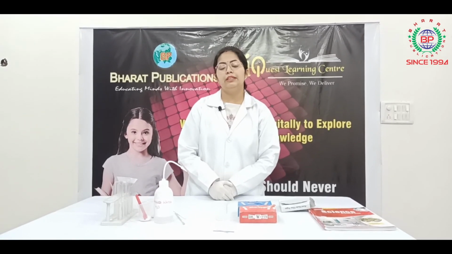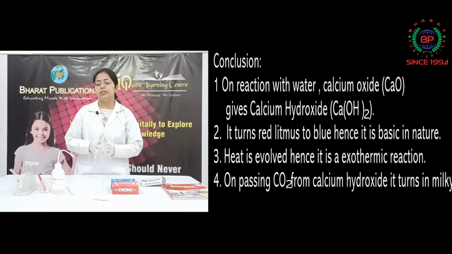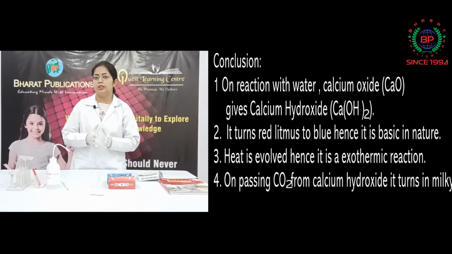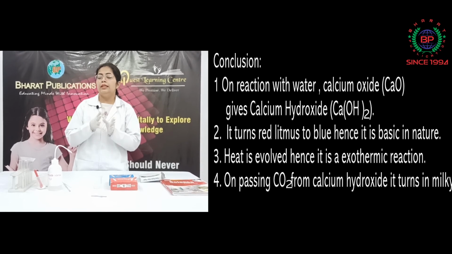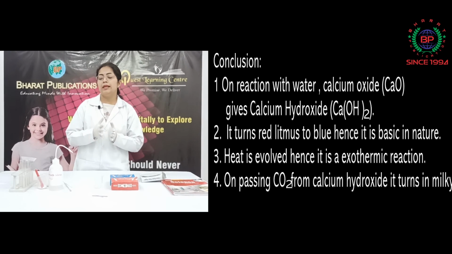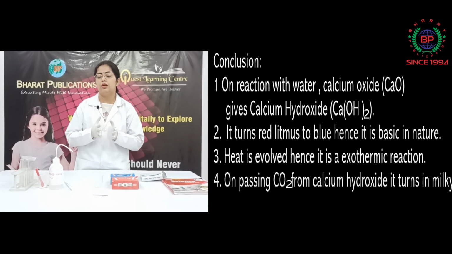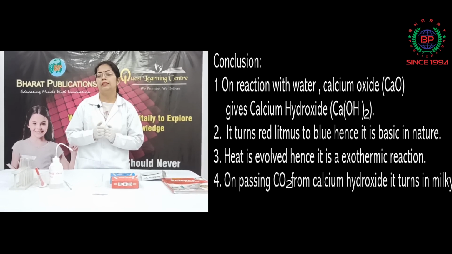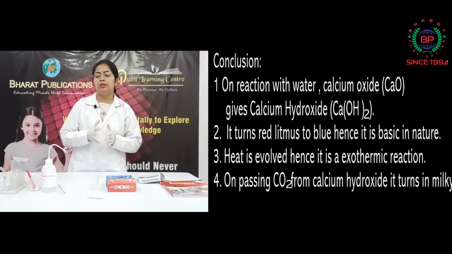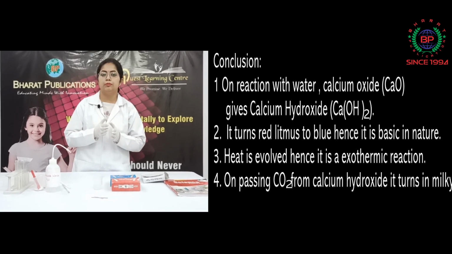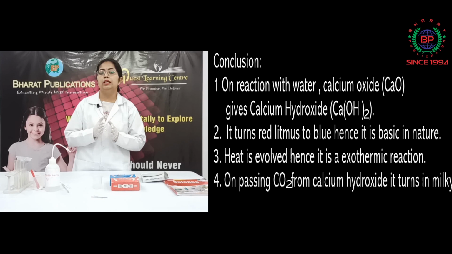The conclusion of this activity is that when calcium oxide reacts with water, it results in the formation of calcium hydroxide. It is a type of combination as well as exothermic reaction. Calcium hydroxide is basic in nature because it changed the red litmus paper into blue, but it did not affect the blue litmus paper. When we blow carbon dioxide into calcium hydroxide, it results in the formation of calcium carbonate, which is milky in appearance.